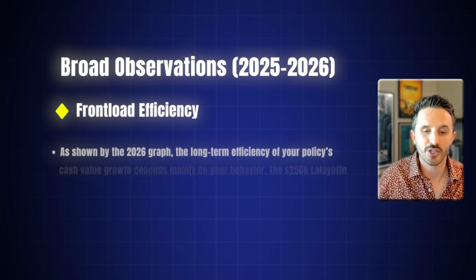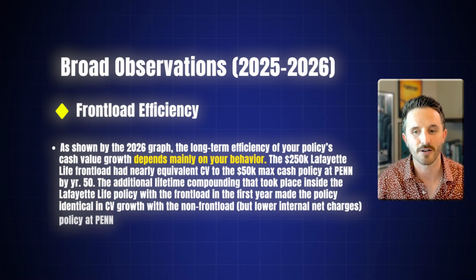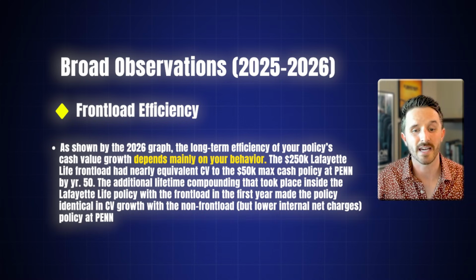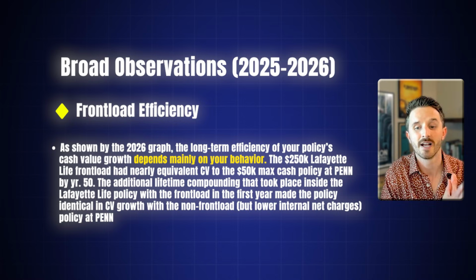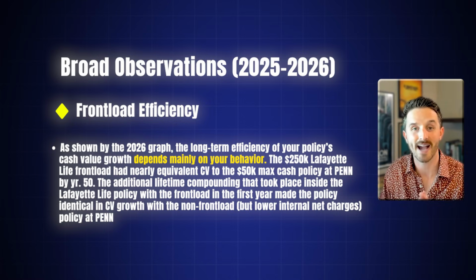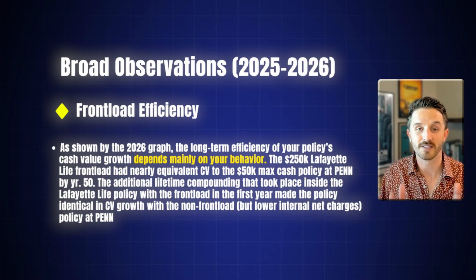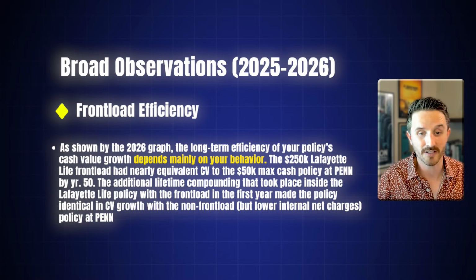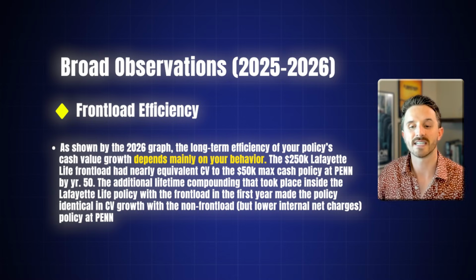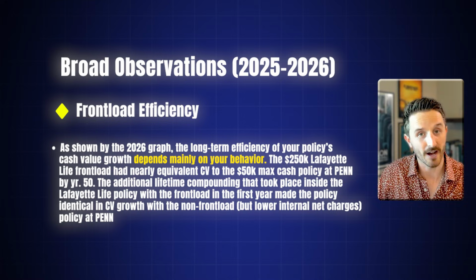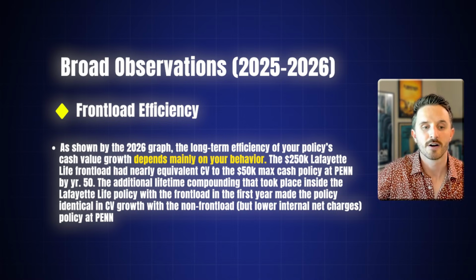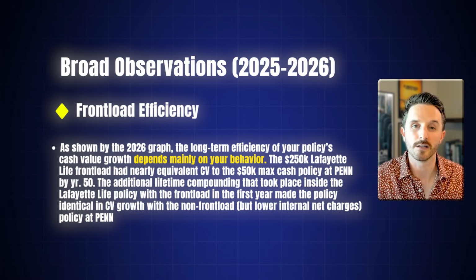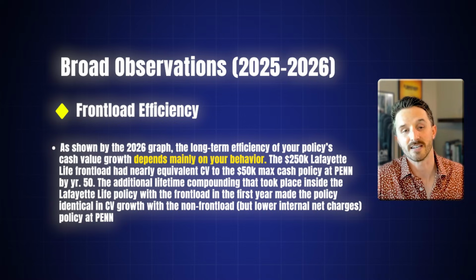Now, front load efficiency. As shown by the 2026 graph, the long-term efficiency of your policy's cash value growth depends mainly on your behavior. So the 250,000 Lafayette Life front load that had nearly equivalent cash value to the 50,000 max cash by year 50, that had essentially the exact same behavior for both policies, right? They were being funded all the way up to the limit that they were designed to take. And the additional lifetime compounding that took place inside the Lafayette Life policy with the front load in the first year made the policy identical in cash value growth with the non-front load, but also had lower internal net charges policy at Penn, right? So that front load efficiency can kind of overcome a little bit of that loss of efficiency by the internal net charges.